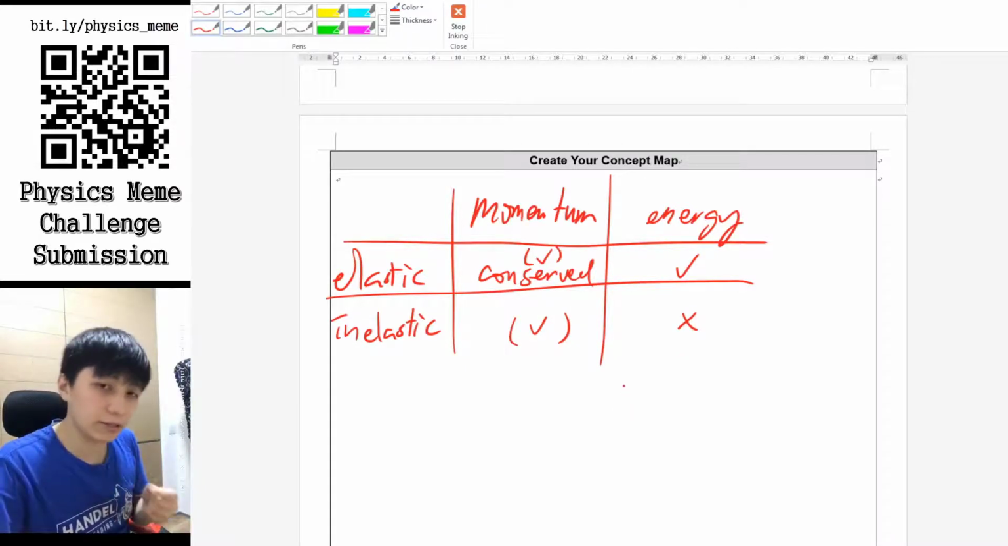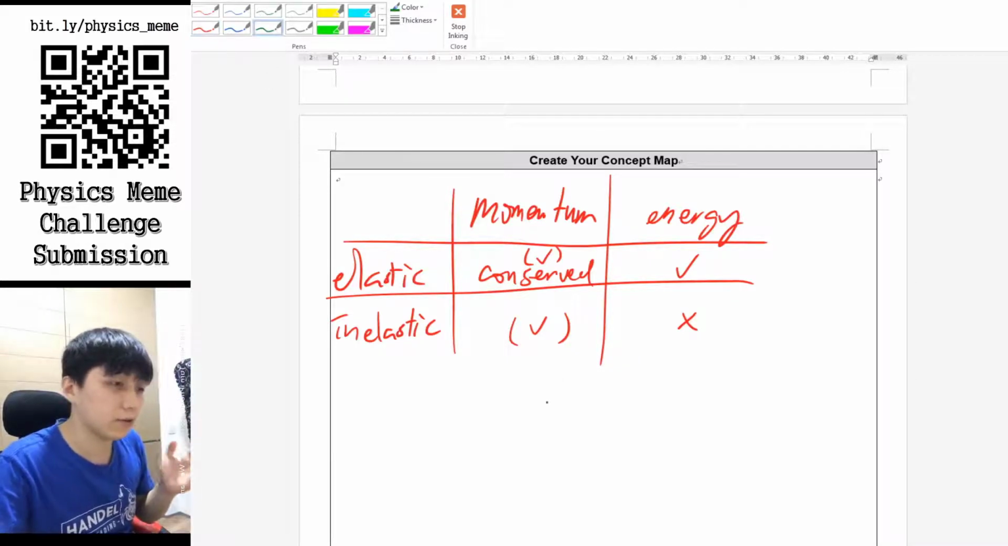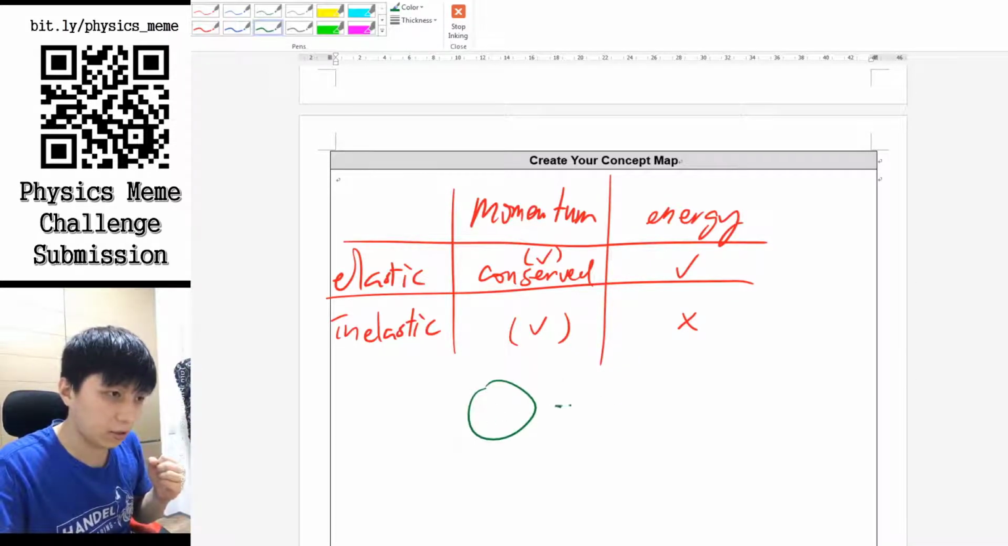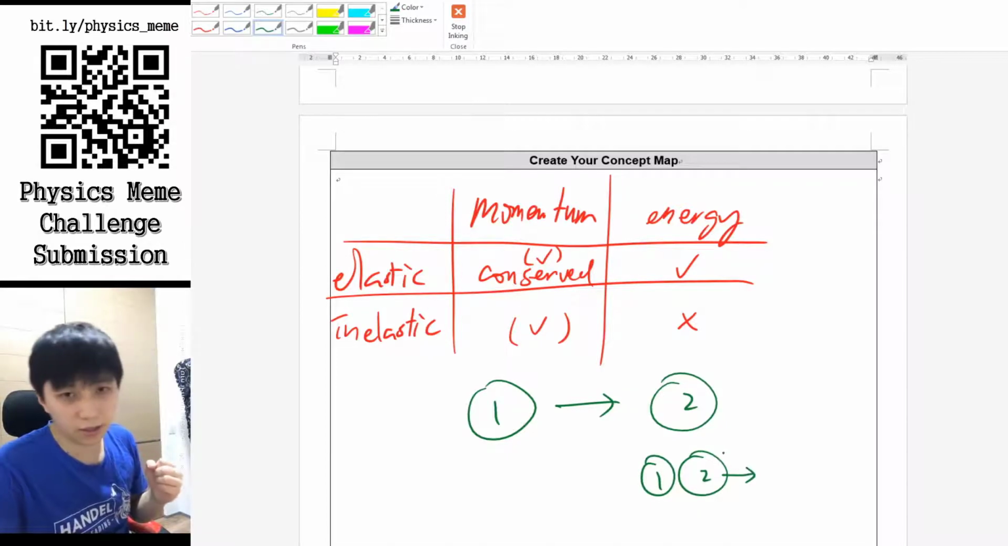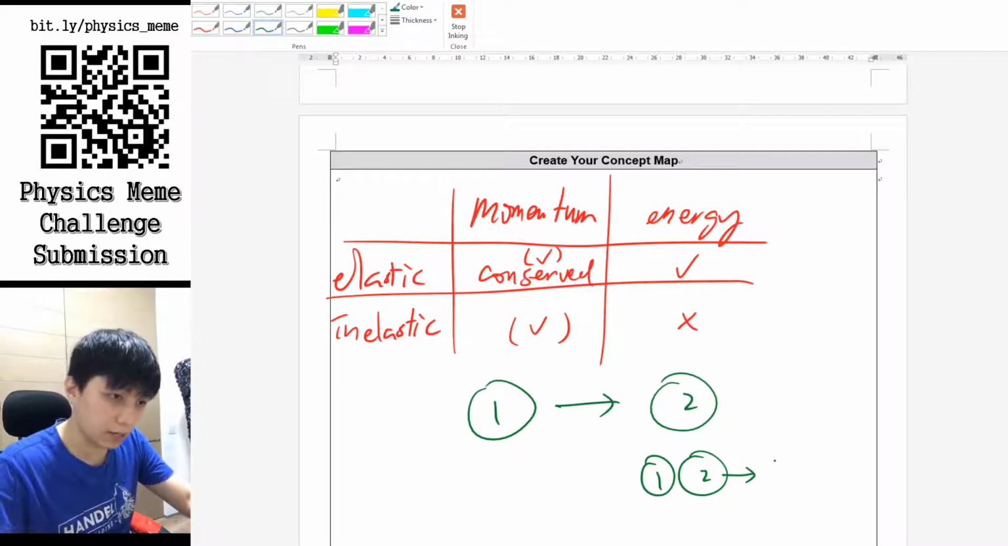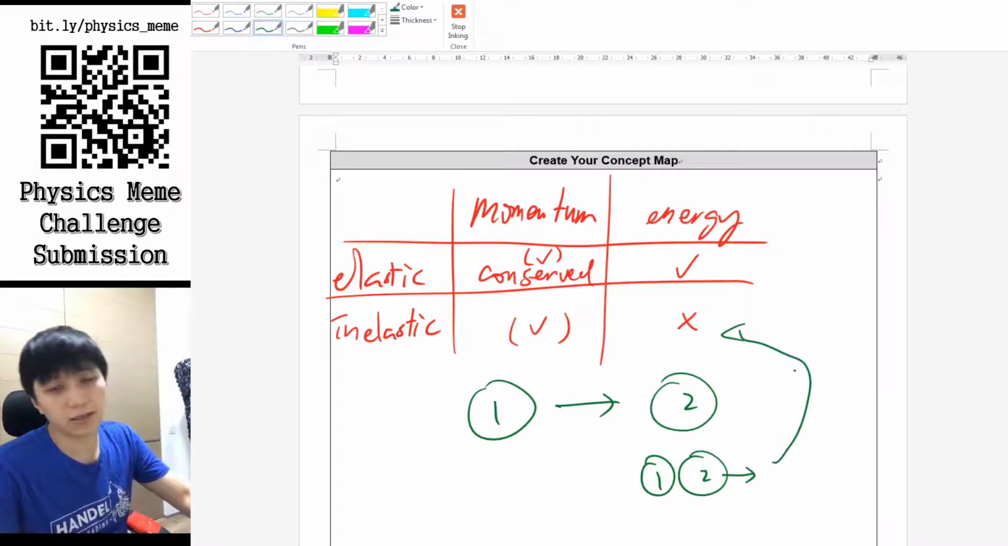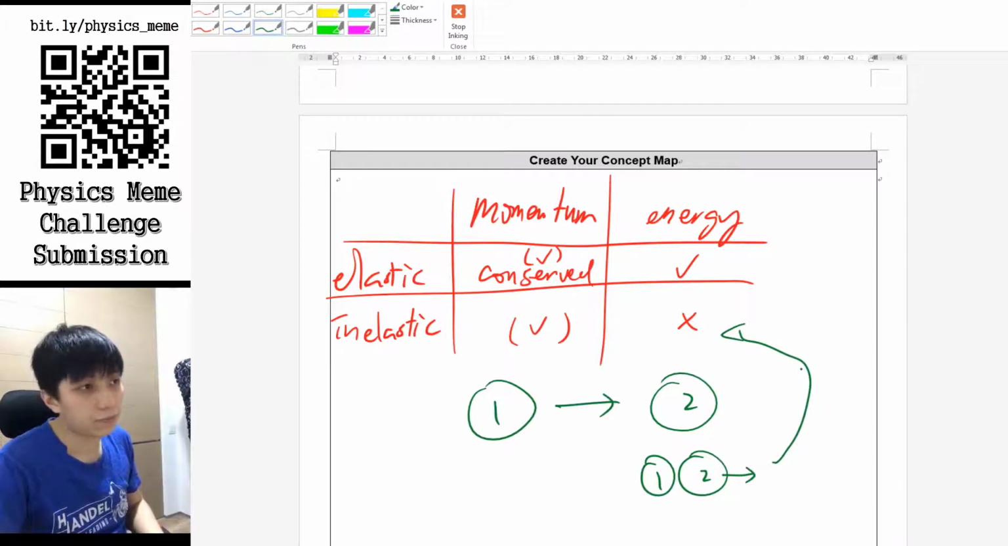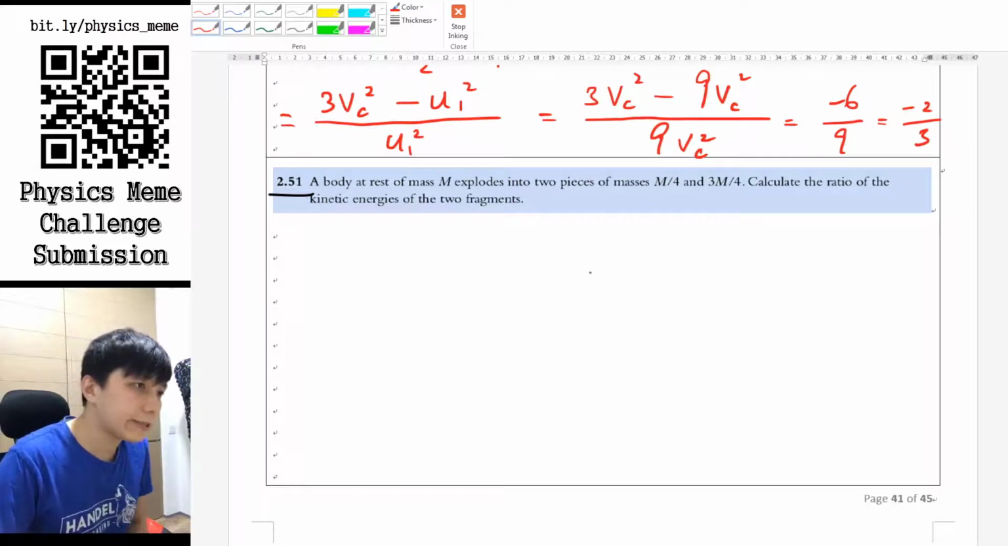So that is to say, just now in the previous example, whenever you got one mass colliding with another, and after that they both move with a common velocity, you can actually tell in general that all these situations where they have a common velocity would be the case of inelastic collision. Let's try the next question.